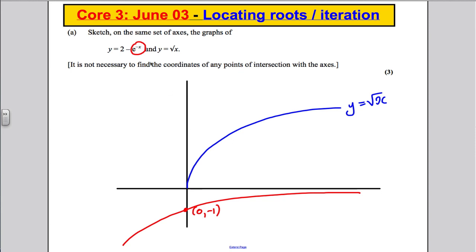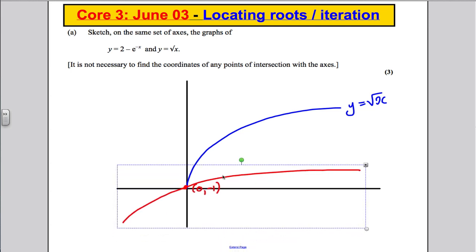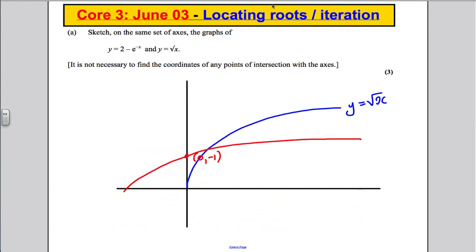And again, we're not even asked for this. This graph here is negative e to the negative x, but we have to add on 2 to it. So we have to shift this graph up by 2 units. So actually this point here would be at the point 0, 1. And this is tailing off towards 2. Okay, so we've done part A.